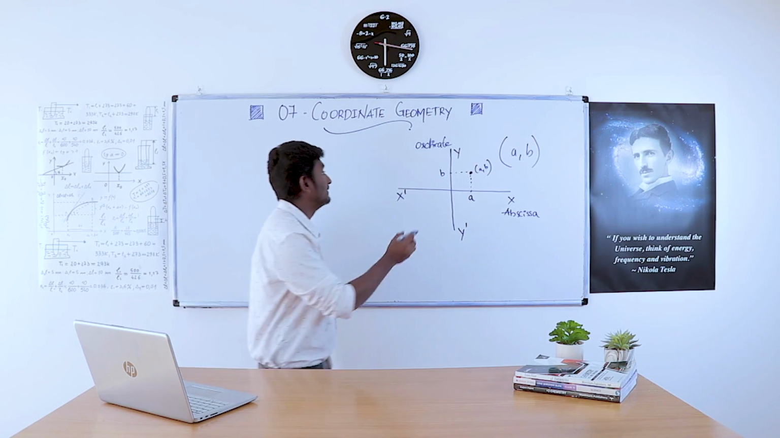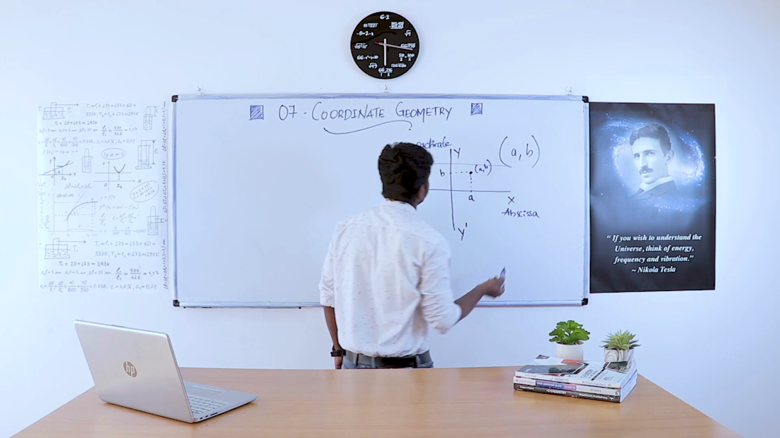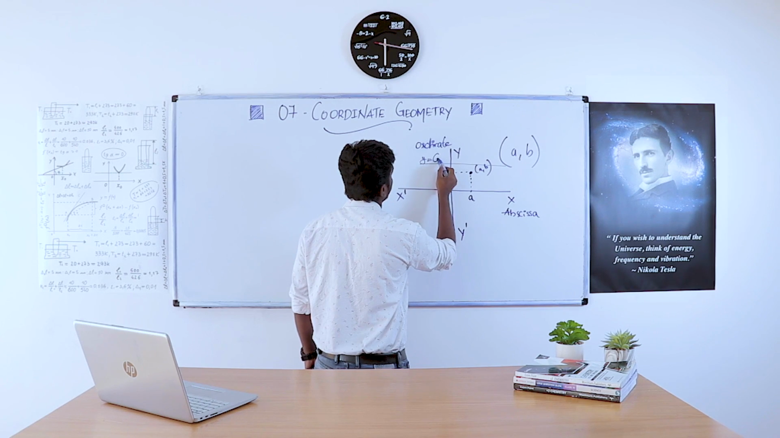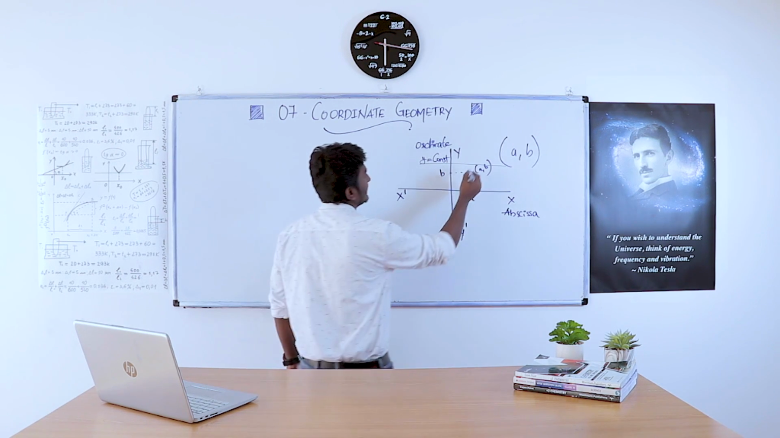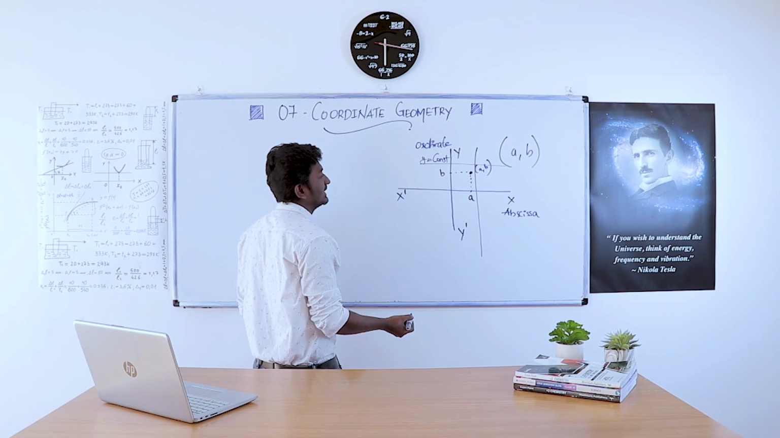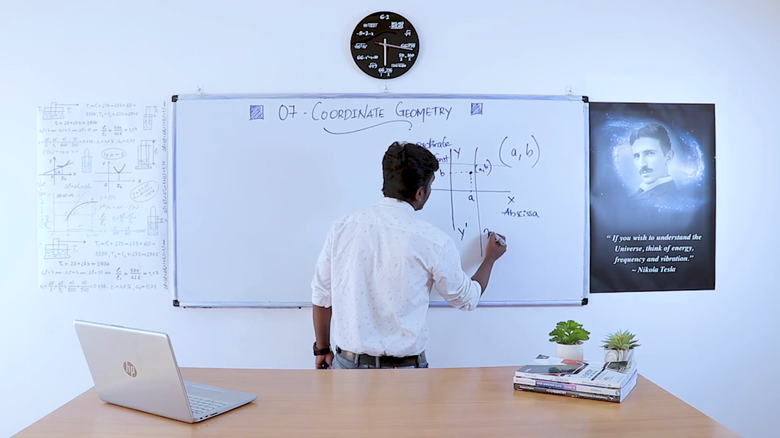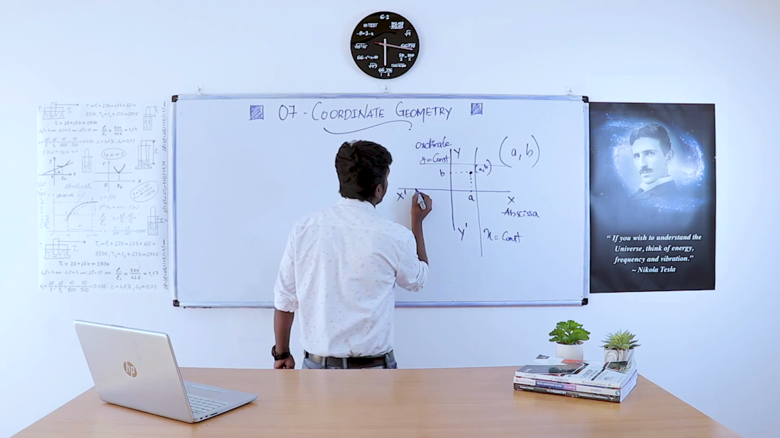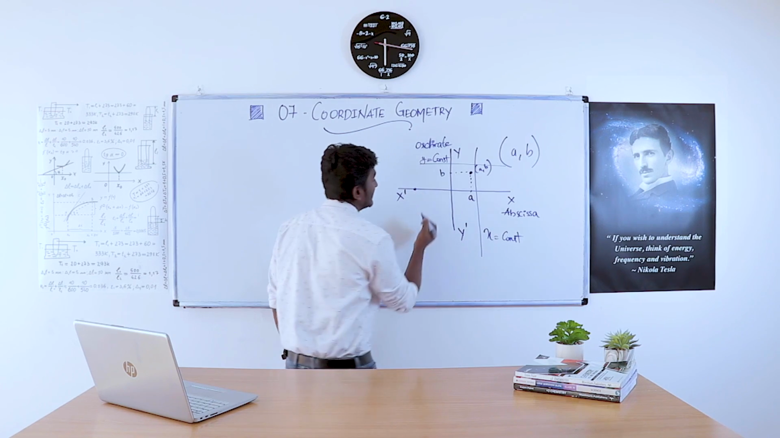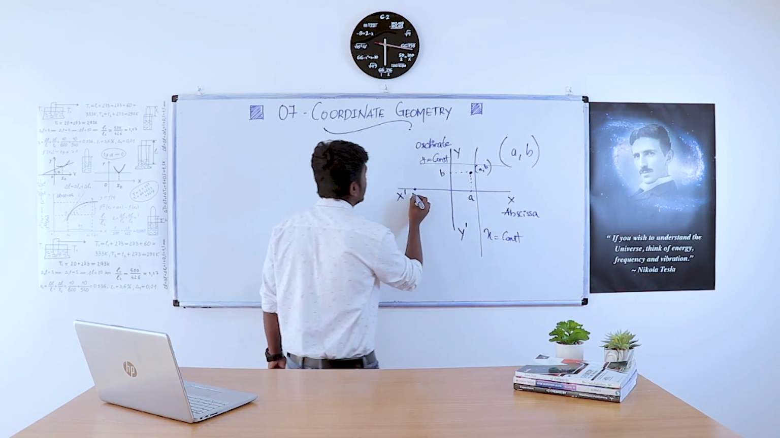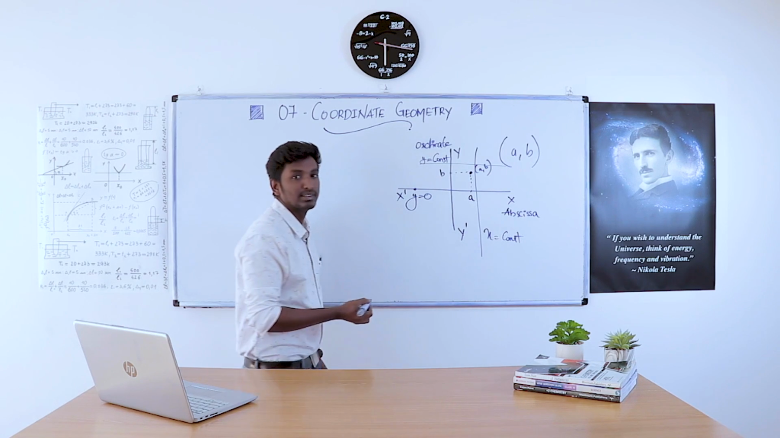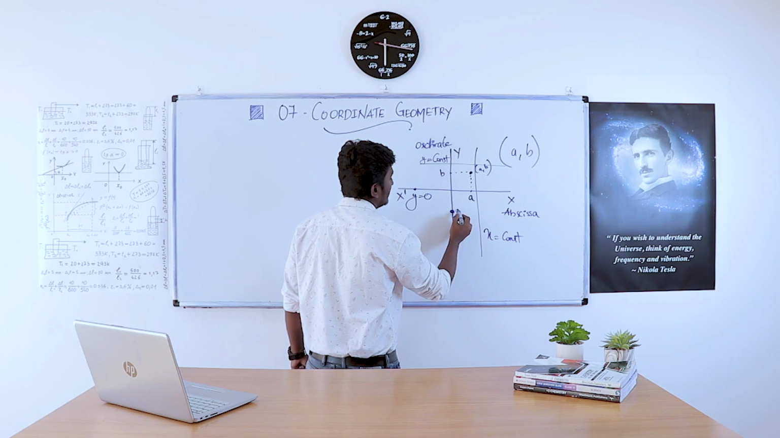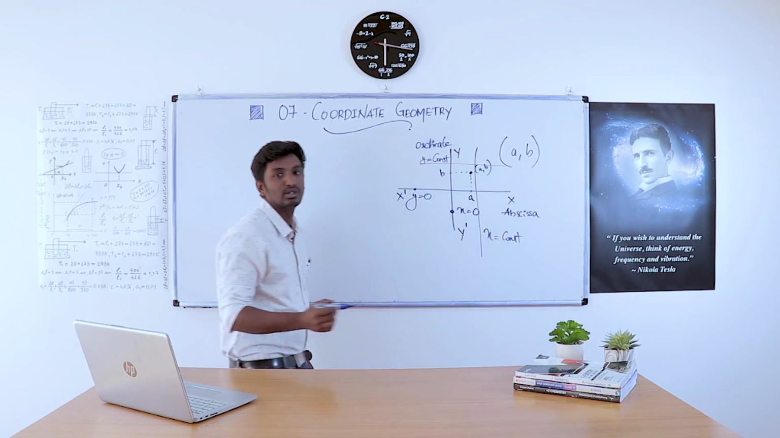One more thing, when we are considering a line parallel to x-axis, then the y value is constant. When we are considering a line parallel to y-axis, then the x value is constant. When we are considering a point on the x-axis, then y is equal to 0 there. When we are considering a point on the y-axis, then the x value is 0.